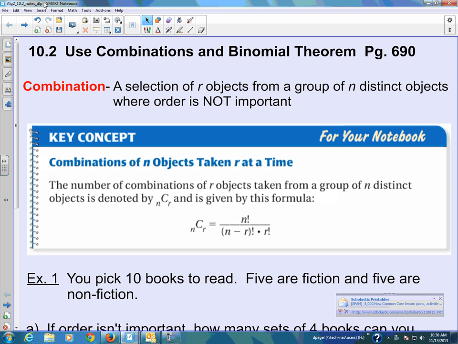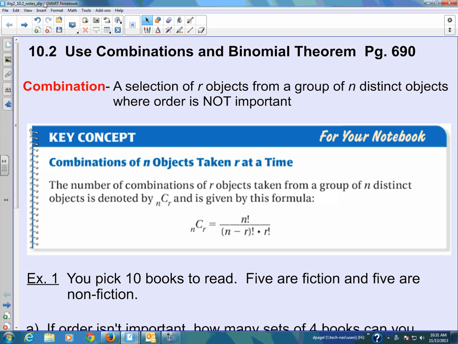Section 10.2, use combinations and the binomial theorem. In section 1, we were taking a look at a way of counting up a number of objects out of a group where order mattered, and that was known as a permutation. Today, we're going to do a similar thing. We're going to grab a group of distinct objects out of a larger group, and in this case, the order is not important. And in that, we have a combination.